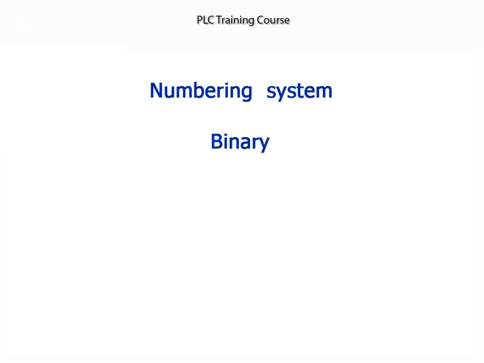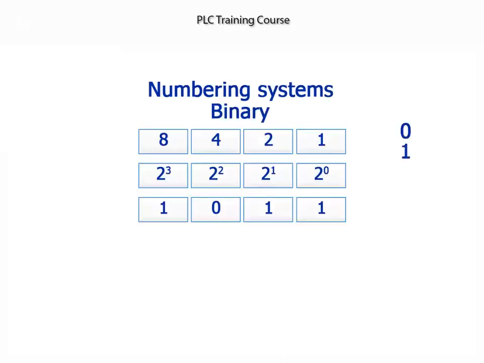Consider a binary system where there are only two values, 0 and 1. The columns to the left have a value that is twice the value of the ones to its right. There's the units column that has a value of 1, there's the twos column that has a value of 2, the fours column that has a value of 4, and so on.